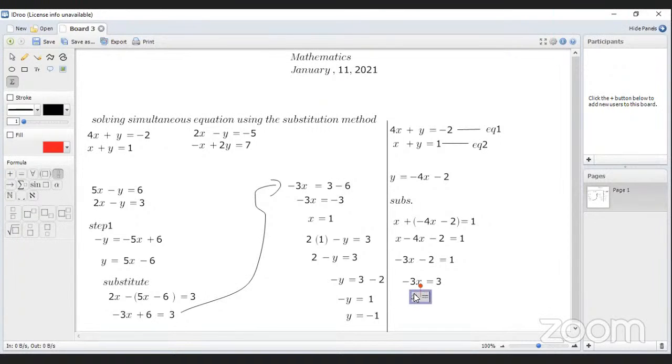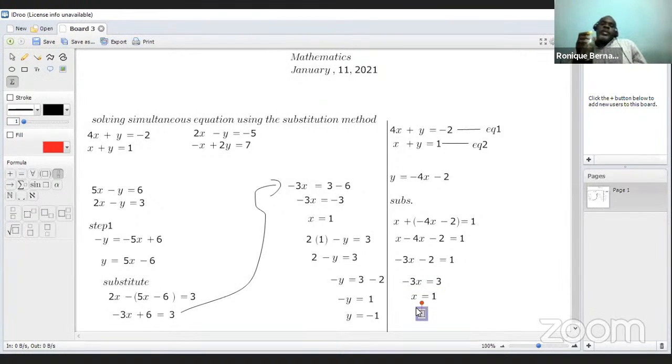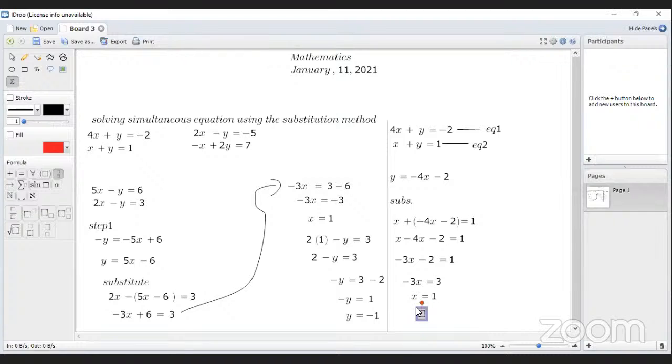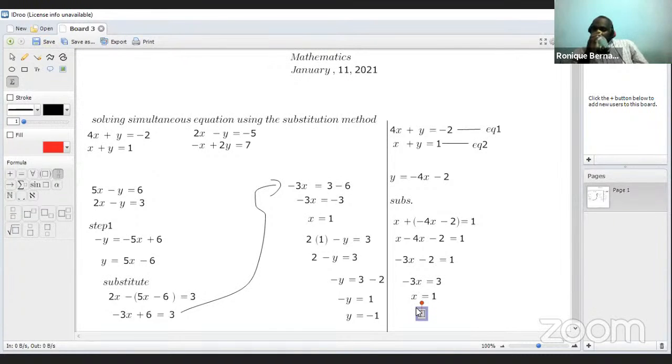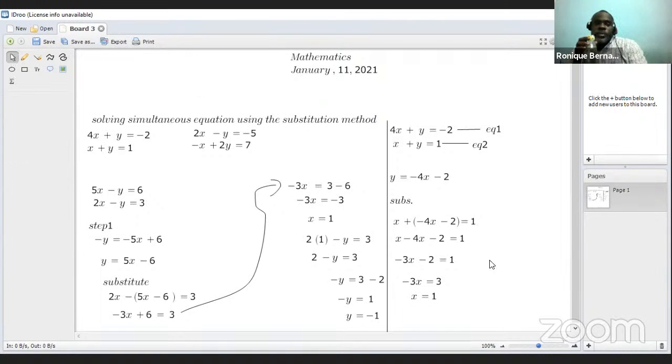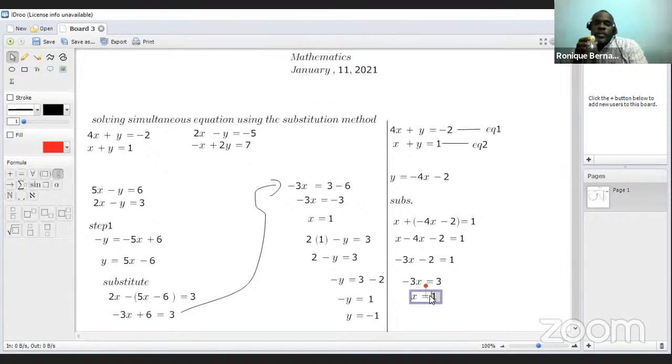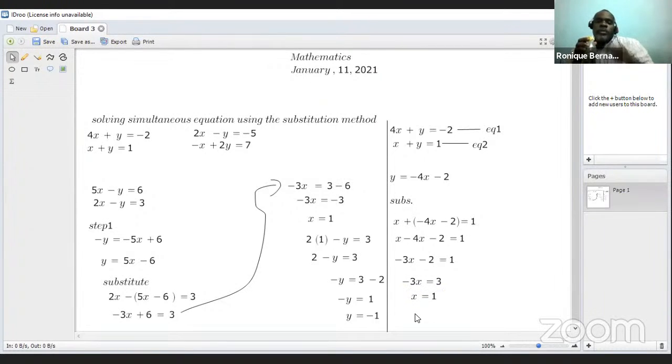Yes, sir. Okay. All right, so x is positive 1. So how do you get x? You divide both sides by negative 3. All right? Actually, it's negative 1, not positive 1. Sorry, negative 1. So now we have found the value of x. Now we find the value of y.